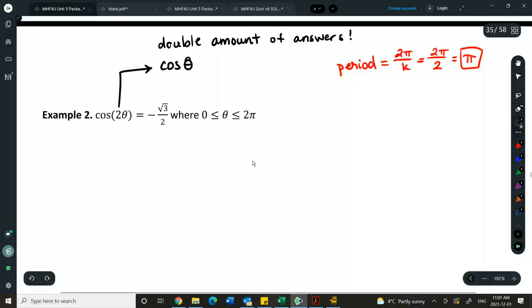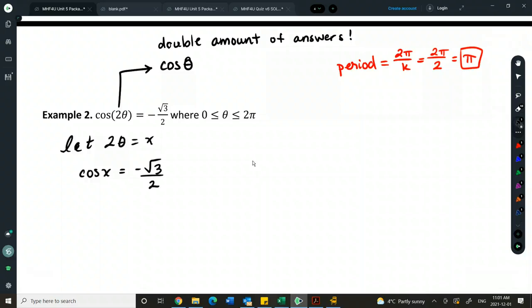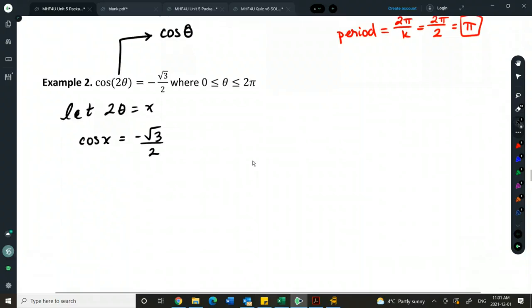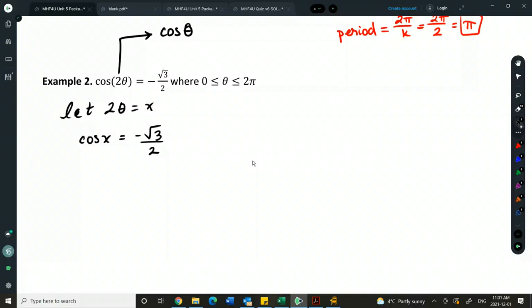All right, we're going to do a little let statement. Let's let 2 theta equal x, just to simplify this a little bit for ourselves. And I'm just going to start by solving for where cos x equals negative root 3 over 2, which we know how to do. Okay, we did things like this for our warm-up question and for our quiz today.